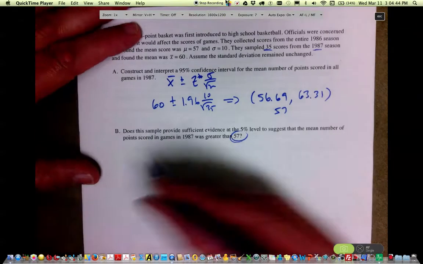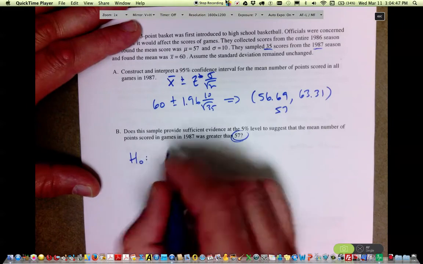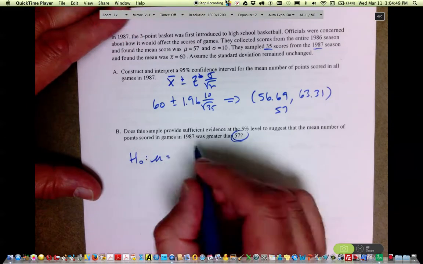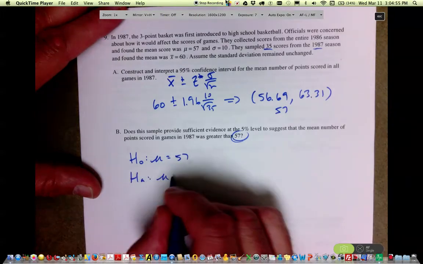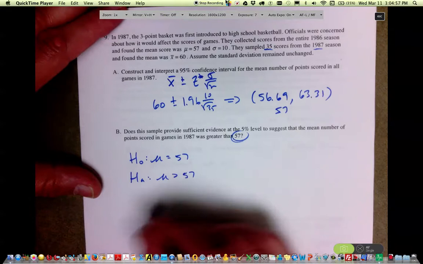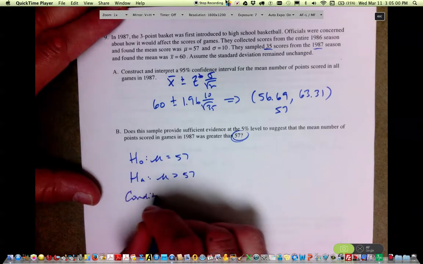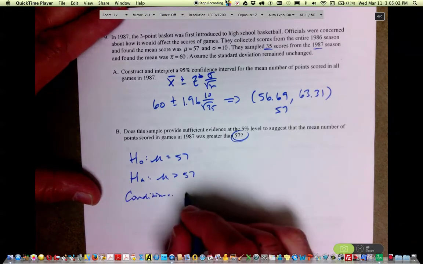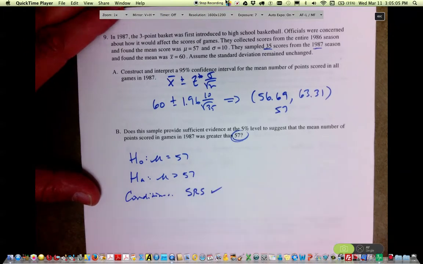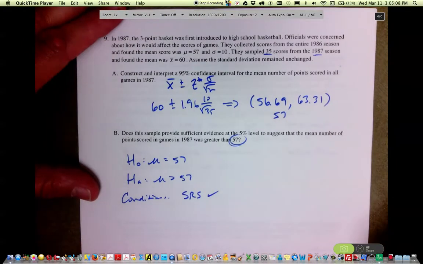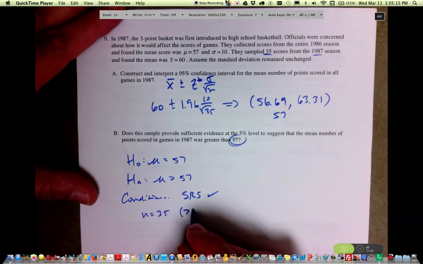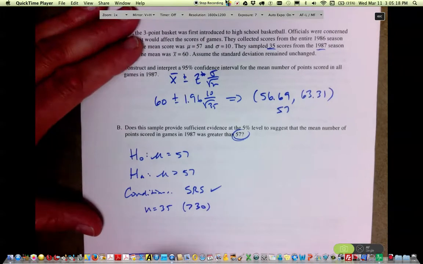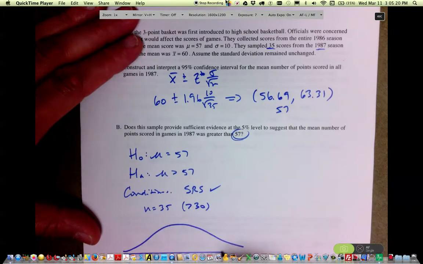All right, but this one is really asking us to go through the steps. So we're going to assume that the mean really is still 57. The alternative we want to know is, is it greater than that? Okay, conditions. Simple random sample, it said it in the problem. It doesn't say that these scores were normally distributed anywhere, but our n is bigger than 30, which guarantees that our sampling distribution is going to be approximately normal.